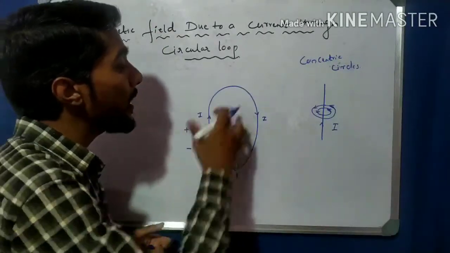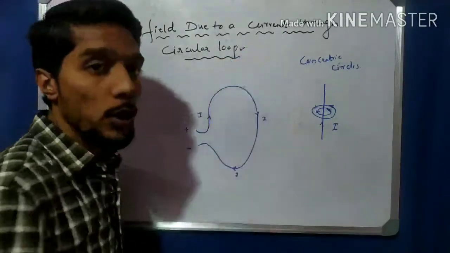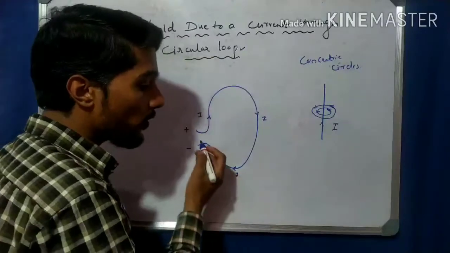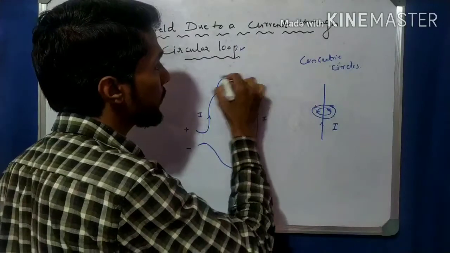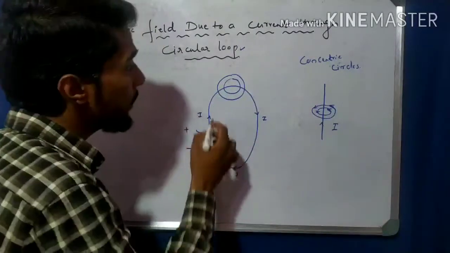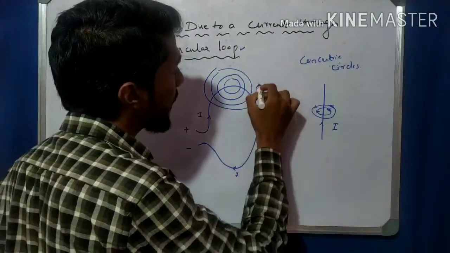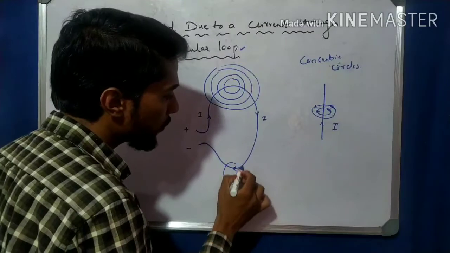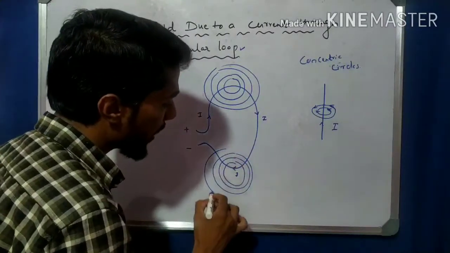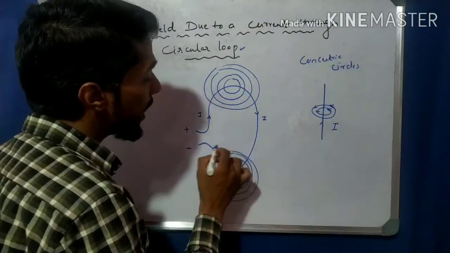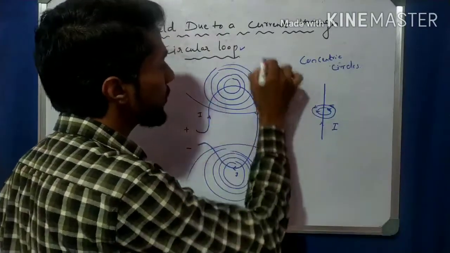Now what happens when current is passed through a circular loop? Here there is a formation of concentric circles like that. This is also a formation of concentric circles, and then these circles increase in size like that. Here also, for the circular loop, concentric circles are generated, a magnetic field in that form. Whenever we reach the center of a circular loop, big circles are formed like that.